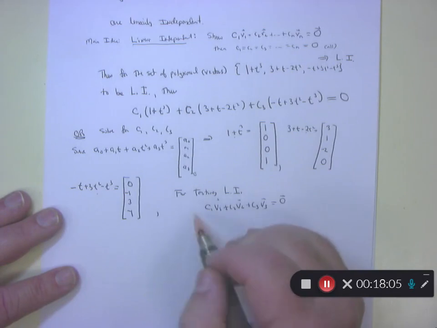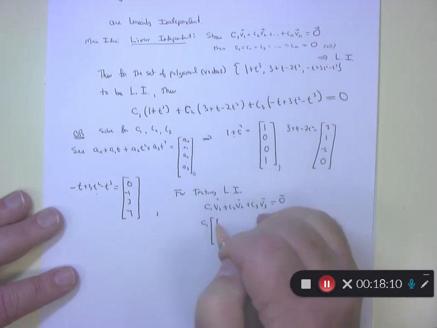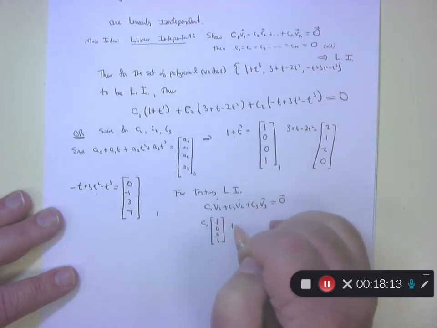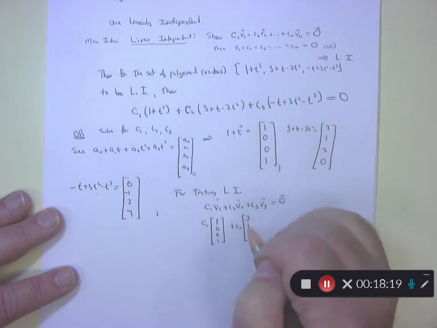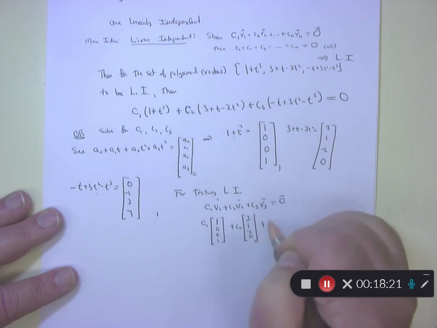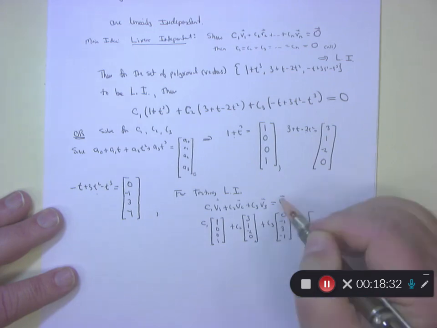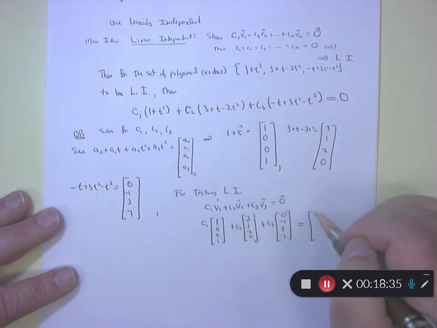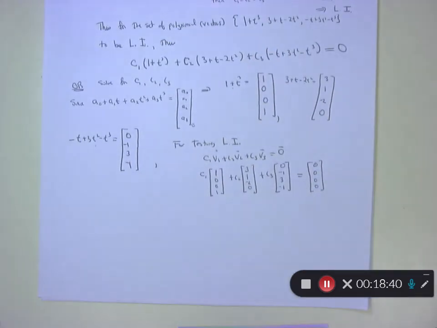This would be the same as C1 times my first vector, which is 1, 0, 0, 1, plus C2 times my second vector, which is 3, 1, negative 2, 0, plus C3 times my third vector, which is 0, negative 1, 3, negative 1. And you're going to set it equal to the 0 vector, which in these coordinate vectors will be 0, 0, 0, 0. Now, does that look like something you've done before? And how would you solve that guy?